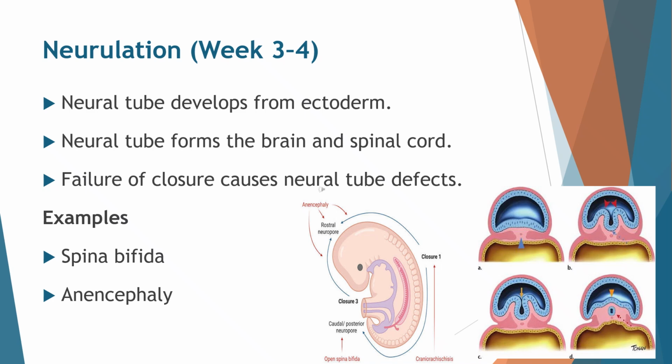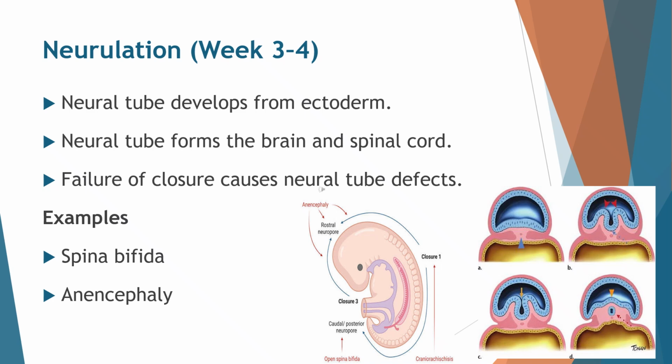In spina bifida, the lower part of the neural tube does not close properly. As a result, the spinal cord and its coverings may protrude through an opening in the backbone. Depending on the severity, it can cause weakness of the legs, difficulty in walking, or problems with bowel and bladder control. The second example is anencephaly. In anencephaly, the upper part of the neural tube fails to close. Because of this, a major portion of the brain and skull does not develop properly. Unfortunately, this condition is not compatible with life.